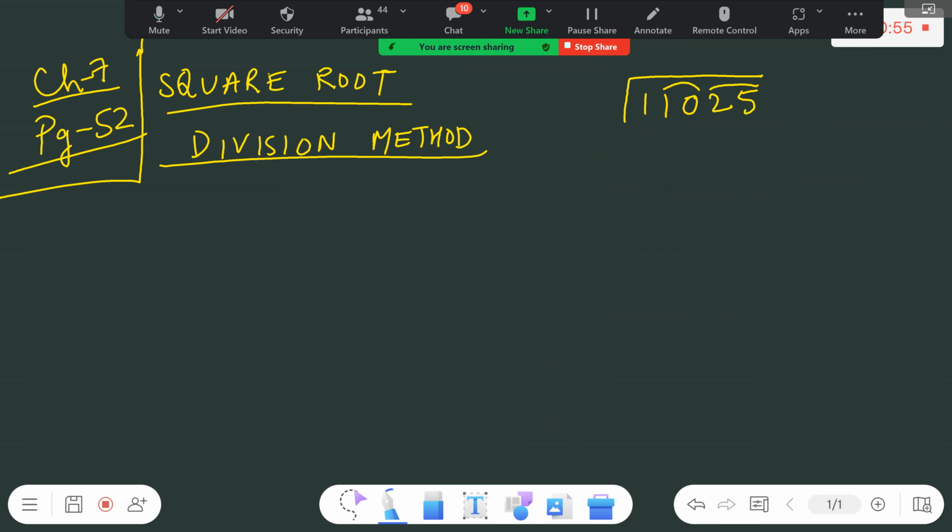Then what will we get? The first step, x into x less than or equal to 1. So 1, and the remainder here is 0. Next we bring down this pair 10, this entire pair.